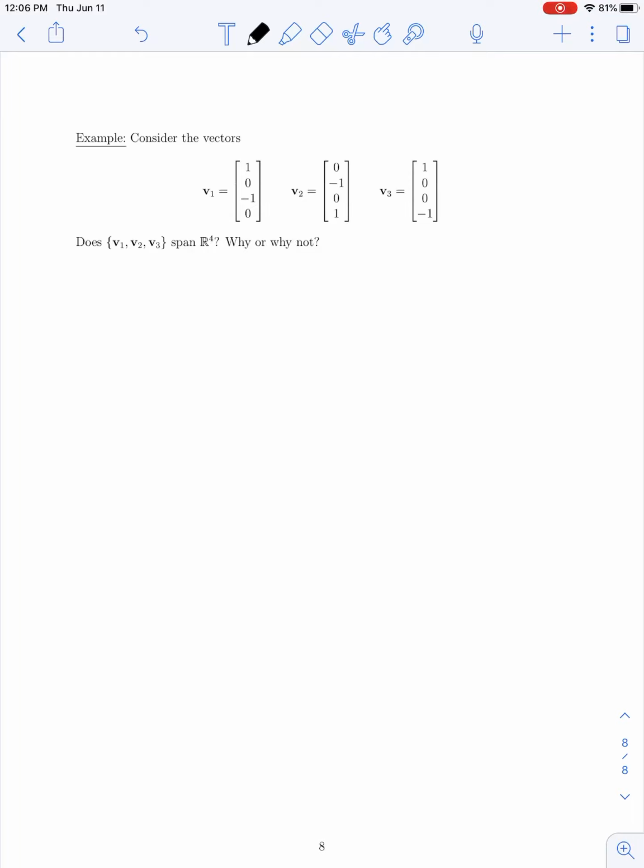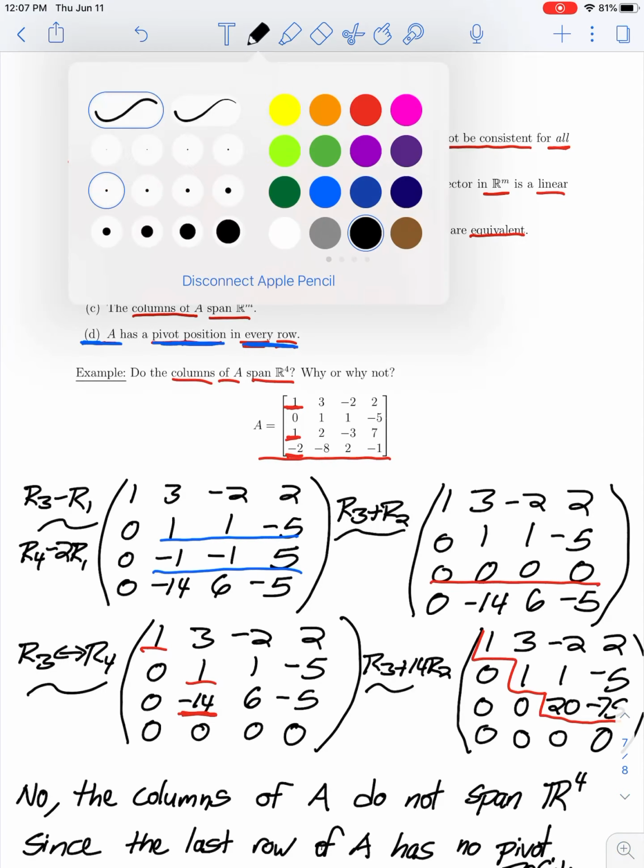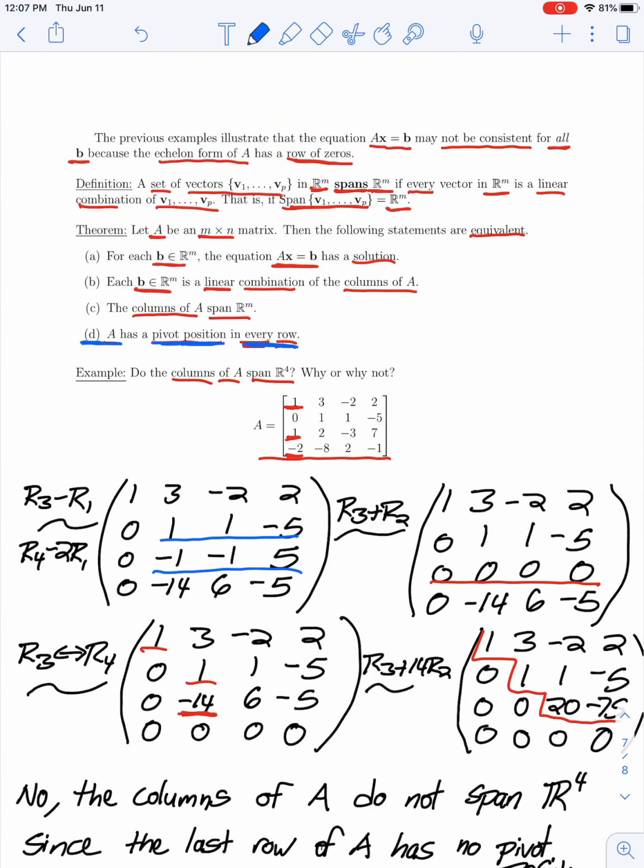So in order to answer that question, we could think about making those vectors the columns of a matrix A. So looking back at our previous theorem, we know that a set of vectors would span all of Rm if the columns, which are those vectors, of some matrix A span all of Rm. And then once we have it in matrix form, we could row reduce it to see if condition D is met.